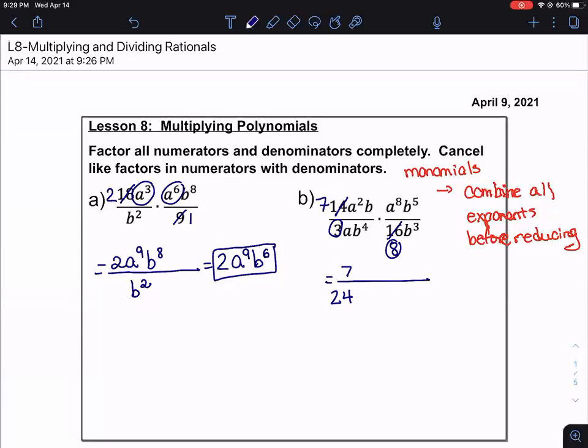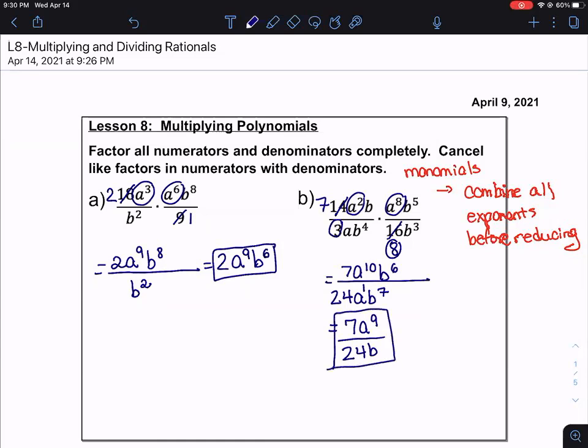Now for the variables, you have an 8 to the 2 and an 8 to the 8, which would give me 8 to the 10, and then b to the 6. In the bottom, you have an a and then a b to the 7th. So I like to do that and then reduce completely. 7, a to the 9 over 24b, because the 10 and the 1 will leave me with a 9 on top. The 6 minus 7 will leave me with a -1, so it goes in the bottom.